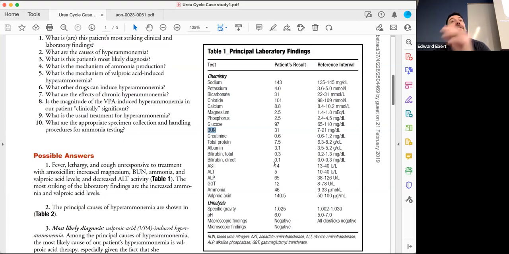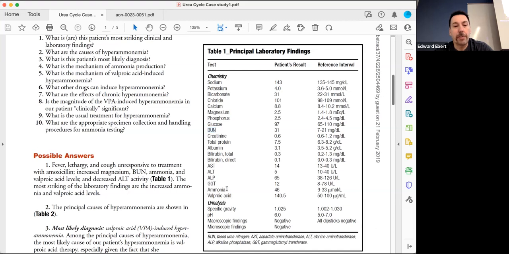Our liver enzymes are pretty normal, although our ALT is a little bit low. You look at the ammonia: ammonia in the bloodstream is very high, and the valproic acid is significantly high as well.